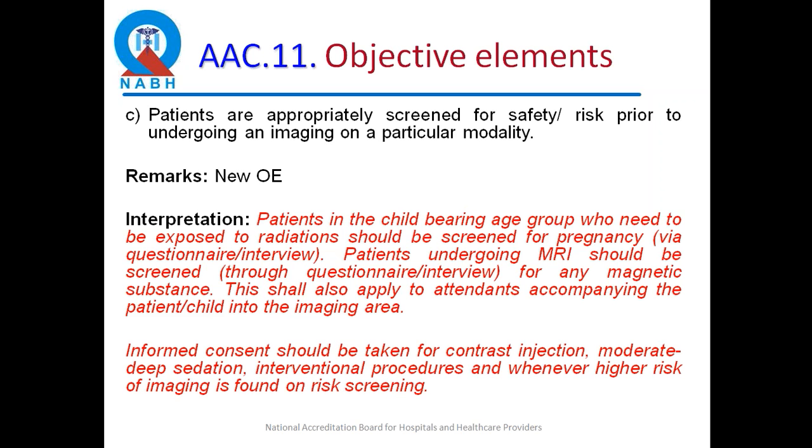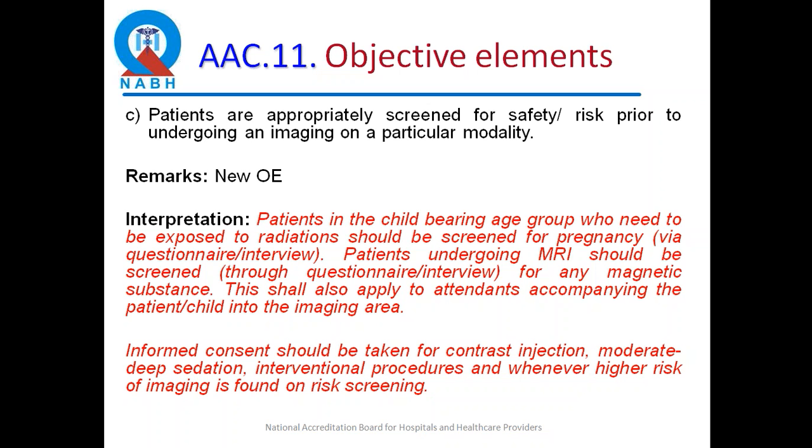Patients, AAC 11. This is a new objective element regarding screening of patients for safety and risk. So there are two areas where NABH has specifically brought in. One is that childbearing age group patients must be screened for pregnancy through a questionnaire or an interview, and patients undergoing MRI should be screened for any magnetic substance. They are also extending this to attendants who are accompanying the patient into the imaging area.